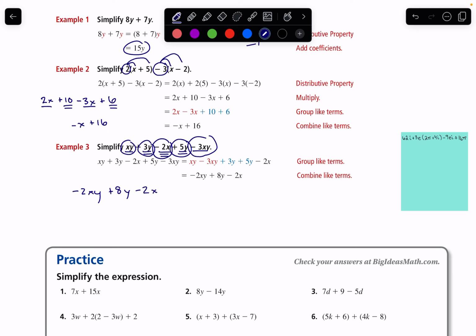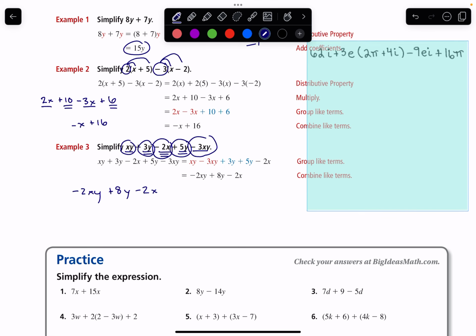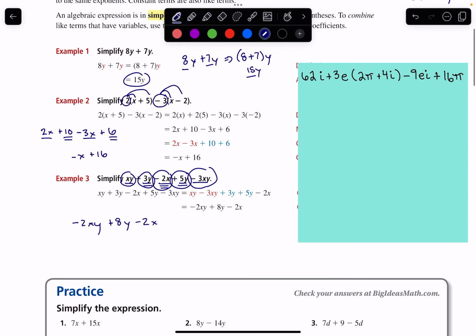Okay, one thing I did want to show you that's not on your note sheet, you maybe want to add this on there. I've got this expression, 6 2i plus 3e multiplied by 2 pi plus 4i minus 9ei plus 16 pi. In this case, the variables are actually values, right?